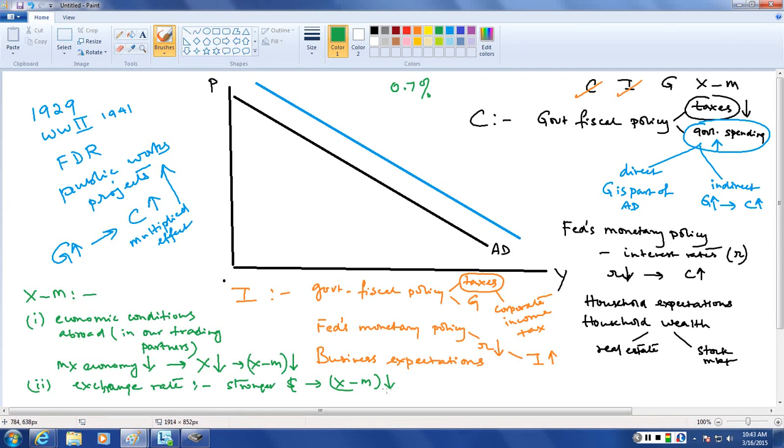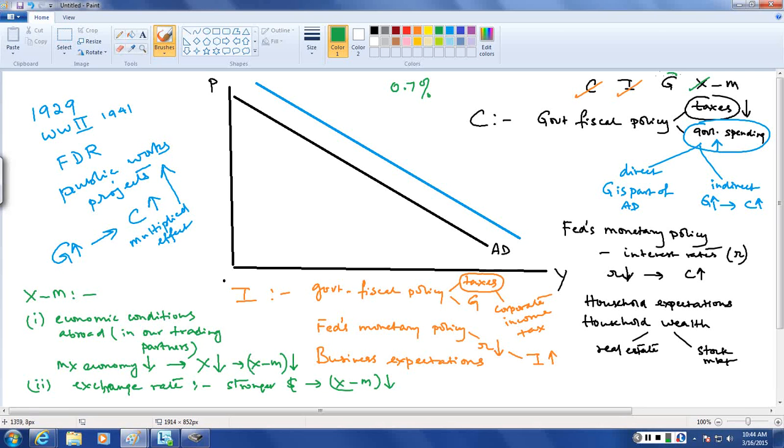If the dollar becomes stronger, what happens? They buy less from us, but we buy more from them because their goods seem cheaper to us. So X falls and M rises, and that causes X minus M to fall. A leftward shift in the AD curve. Correct? A weaker dollar, on the other hand, is more likely to boost our economy. It is more likely to cause demand in our economy to go up and equilibrium GDP to go up, therefore. Okay?